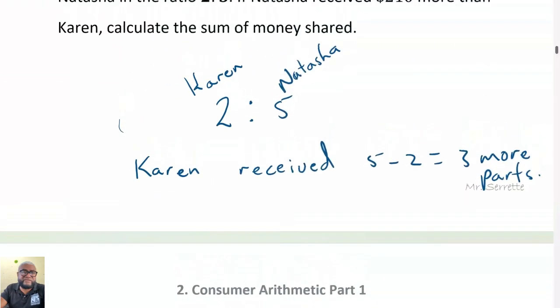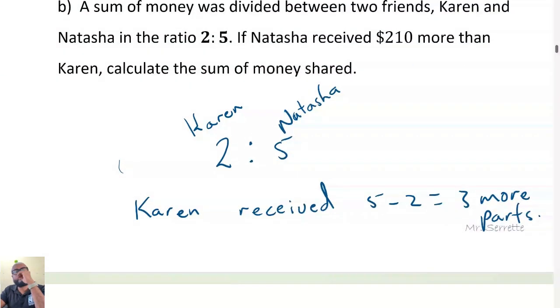Let me see what the question is asking for now. What does the question want to find? Read the question, good brother. What does the question want to find?